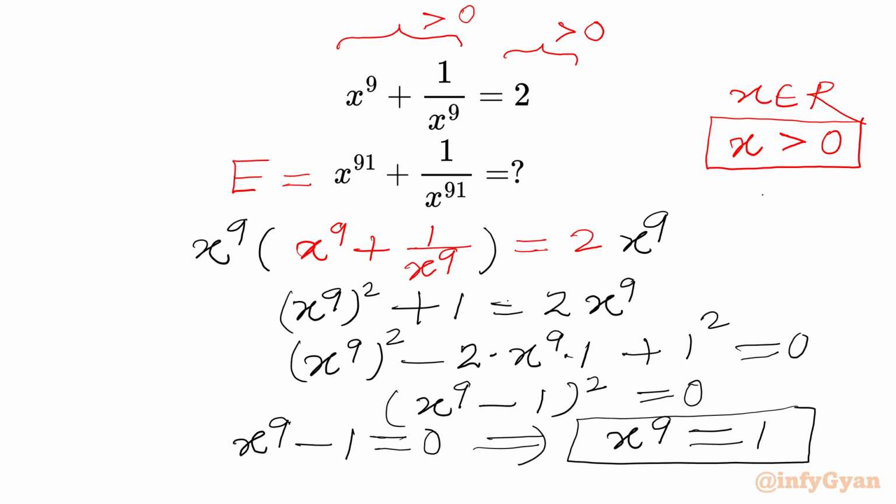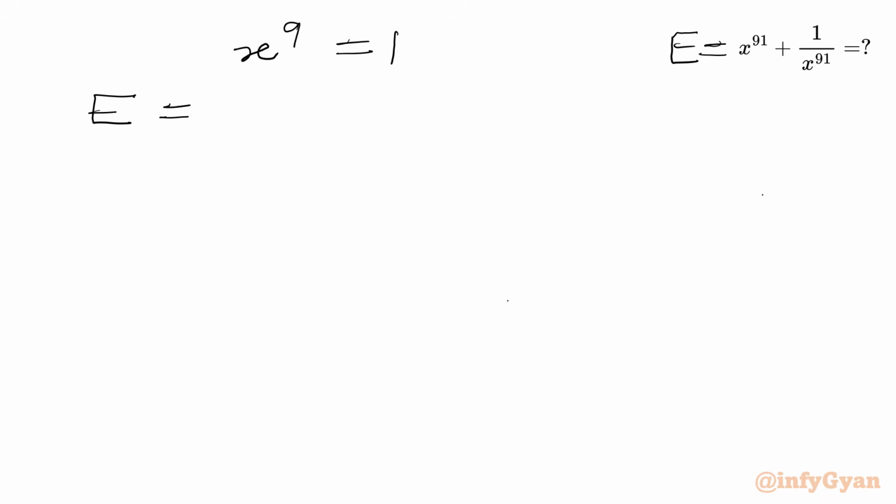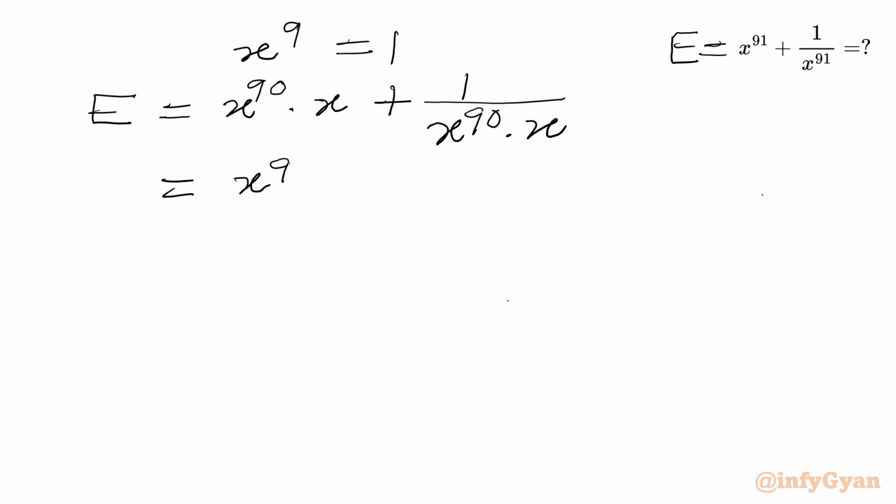Now we will write the required expression first. We have x power 9 equal to 1. Here we have the required expression E, which we can write as x power 91, x power 90 times x power 1, which is x, plus 1 over x power 90 times x. Now x power 90 can be written as x power 9 whole power 10 times x plus 1 over x power 9 whole power 10 times x.